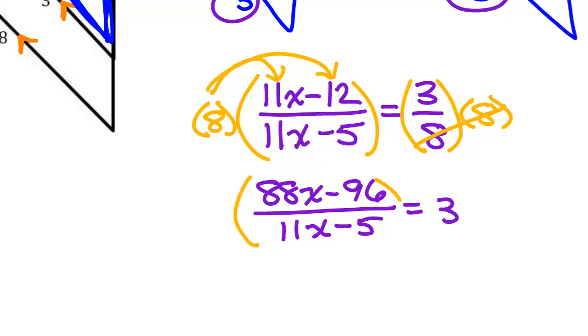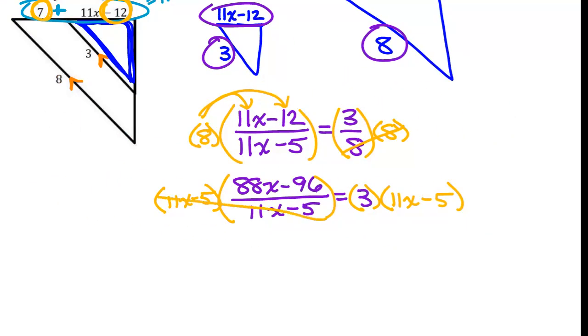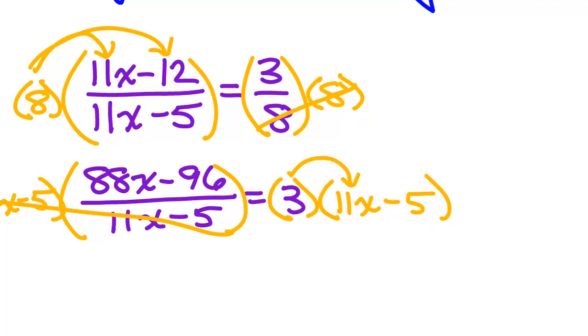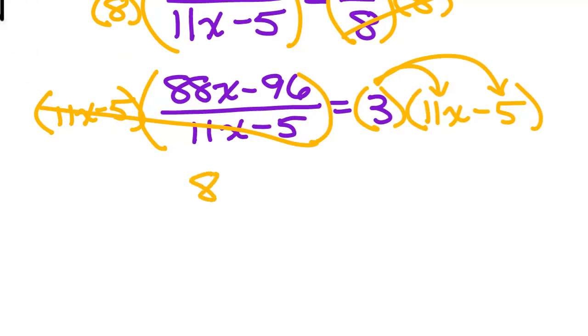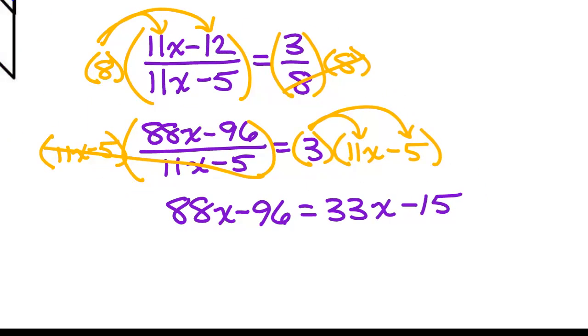Now we multiply by our other denominator, 11x minus 5. It's going to cancel out on the left-hand side. On the right-hand side, we have to distribute the 3. So I would have 88x minus 96 equals what? 33x minus 15. What do I do now?